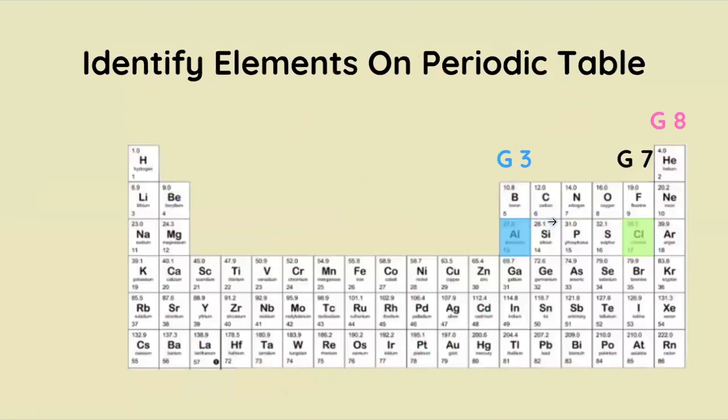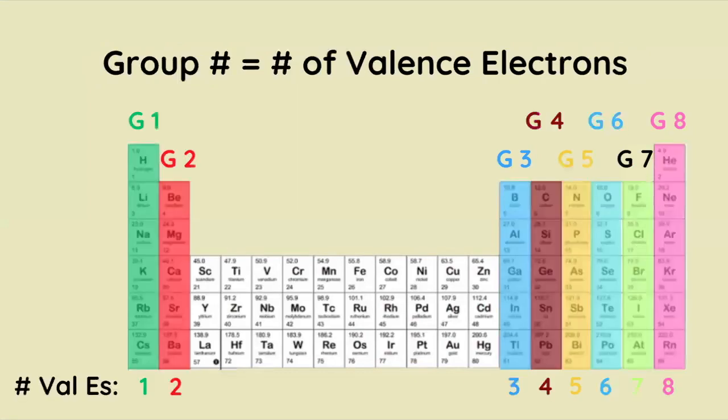Now let's identify where these elements are on the periodic table. We see that aluminum is in group 3 and chlorine is in group 7. And this is relevant because the group to which an element belongs tells us exactly how many valence electrons that element has. For example, every single one of these elements in group 2 has exactly 2 valence electrons.